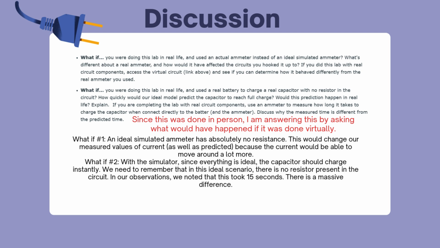And then our what-if number 2 is asking about the capacitor reaching full charge, and how that would have changed with the simulator. Since everything is ideal, the capacitor should charge instantly. We need to remember that in this ideal scenario, there is no resistor present in the circuit. In our observations, this took 15 seconds in person, and that's a massive difference from charging instantly. So those would be the differences between doing it in person and doing it using an ideal simulation.